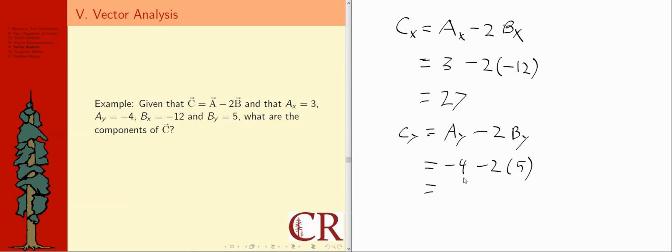Let me see. So now we've got minus 4 and really minus 10 if you work that out. So I think that's minus 14. So I've got c sub x equals 27 and c sub y is equal to minus 14. Let's see. Okay, it looks like I didn't make any mistakes on that one.